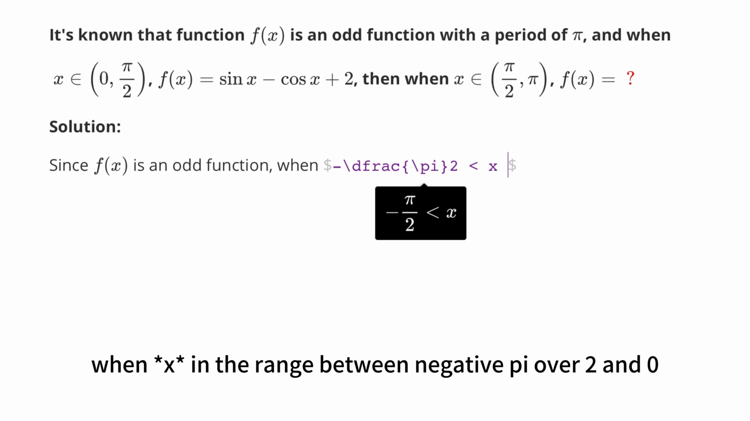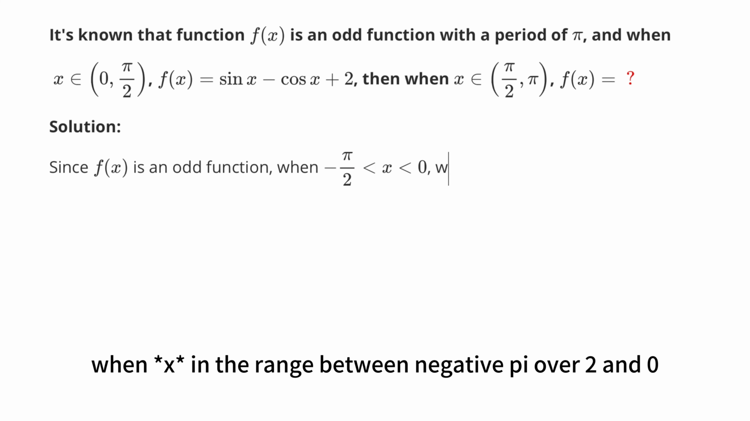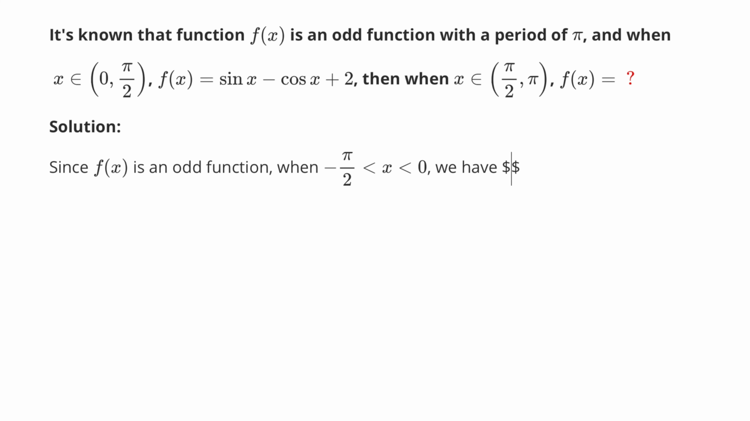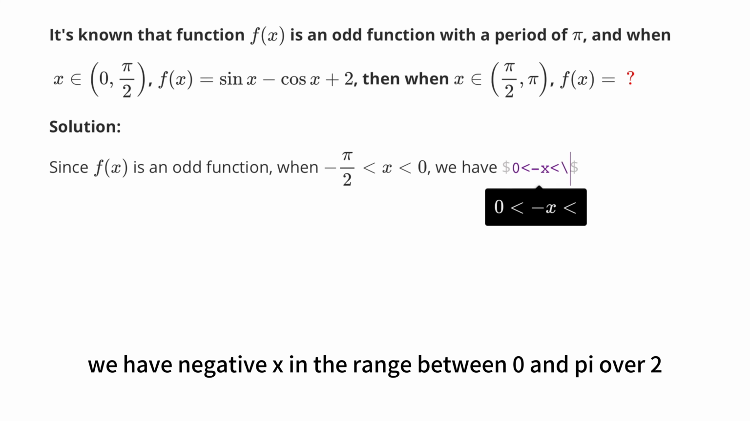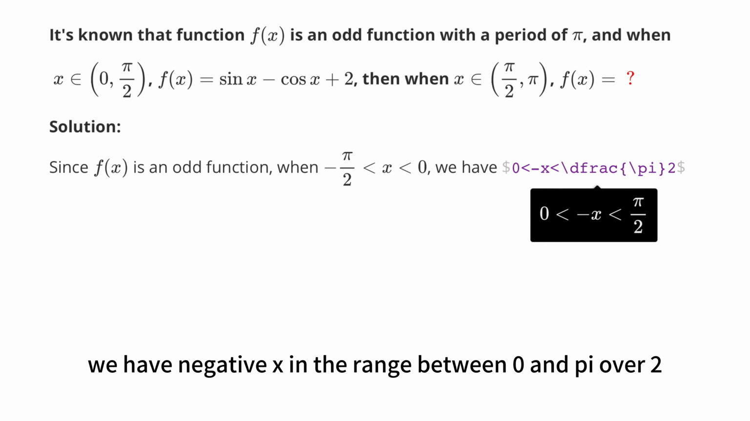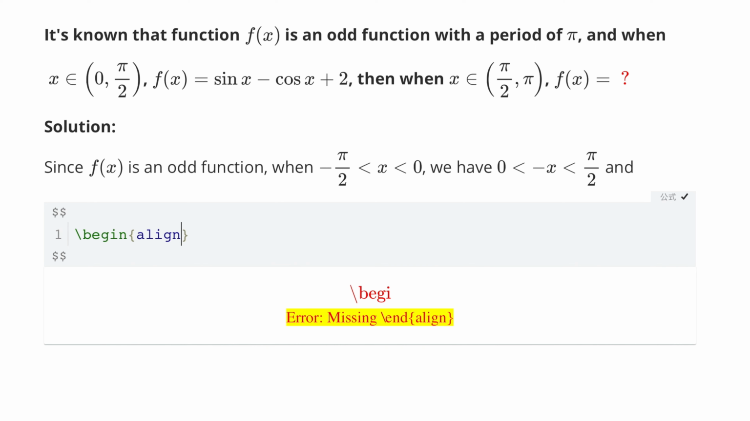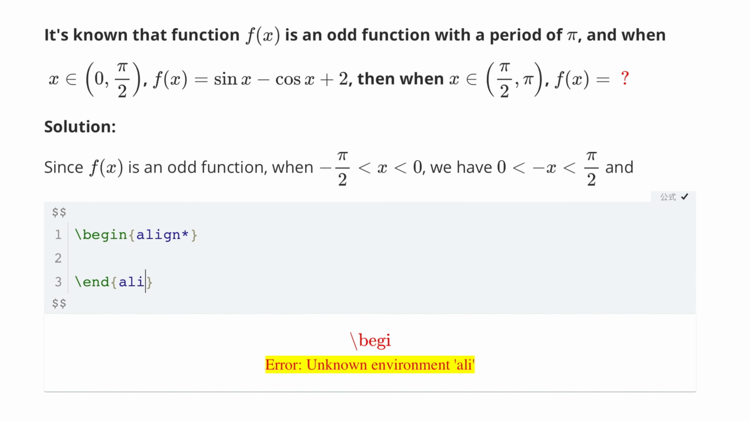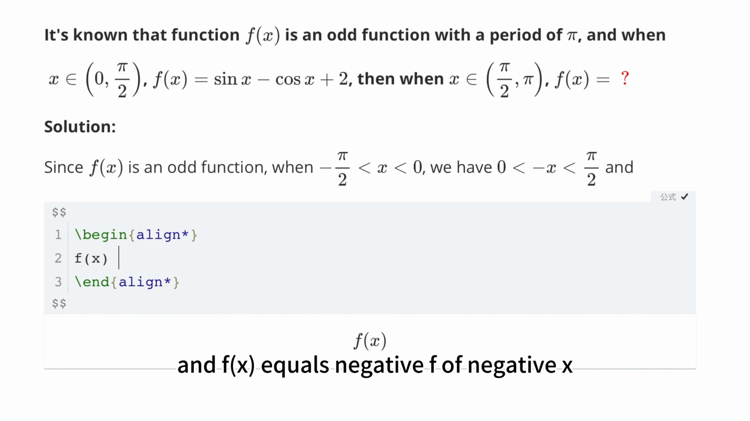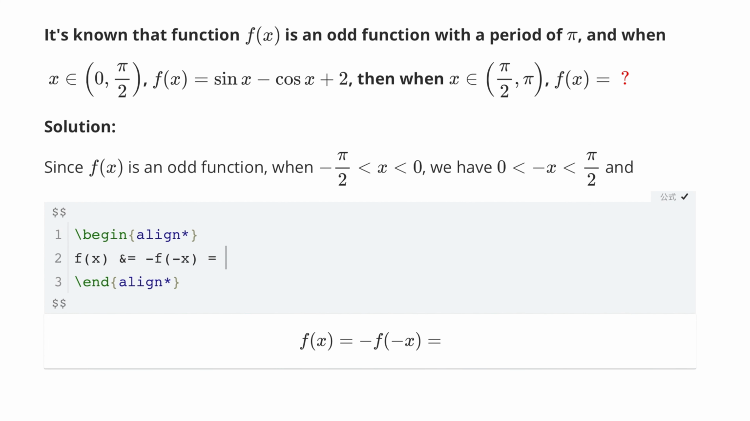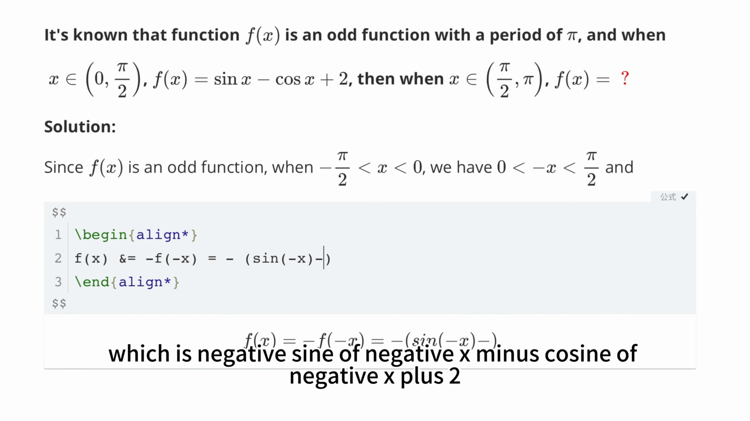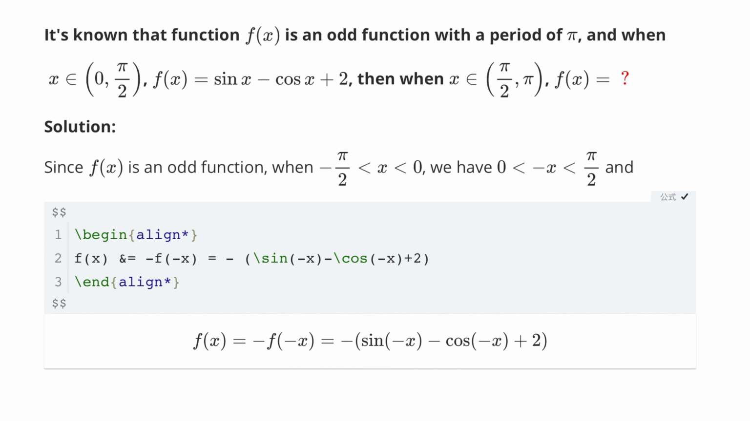when x in the range between negative pi over 2 and 0, we have negative x in the range between 0 and pi over 2. And f(x) equals negative f of negative x, which is negative sine of negative x minus cosine of negative x plus 2.